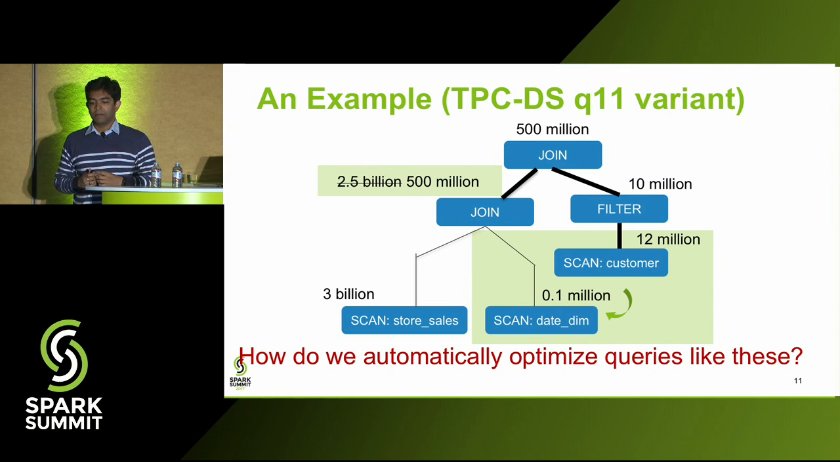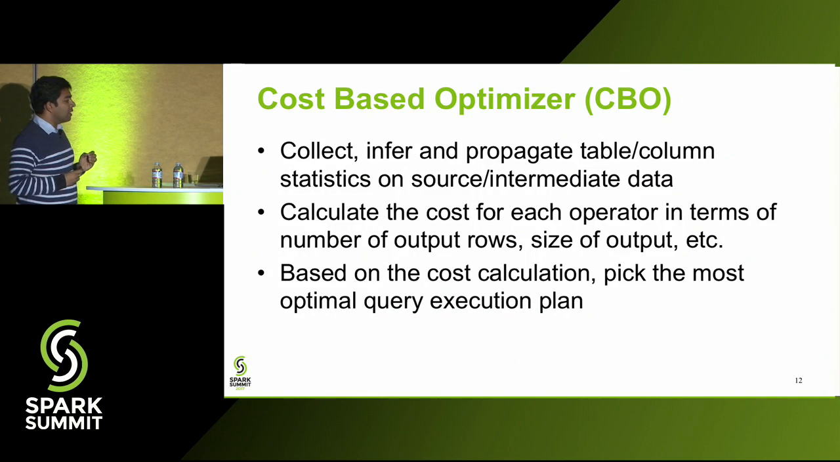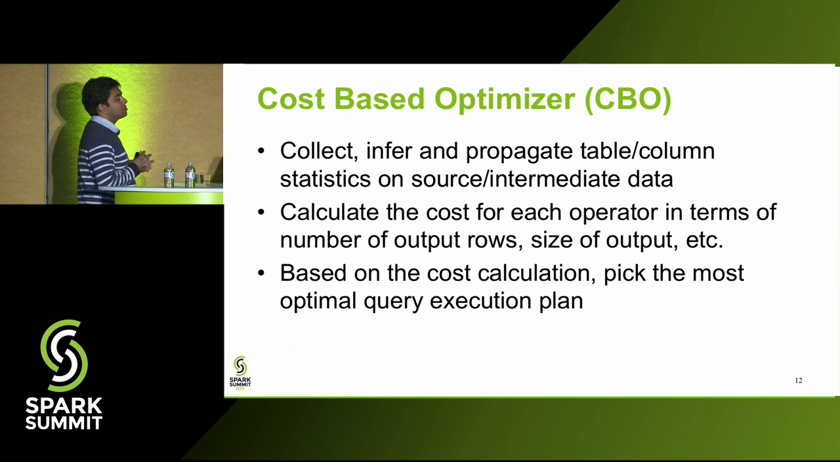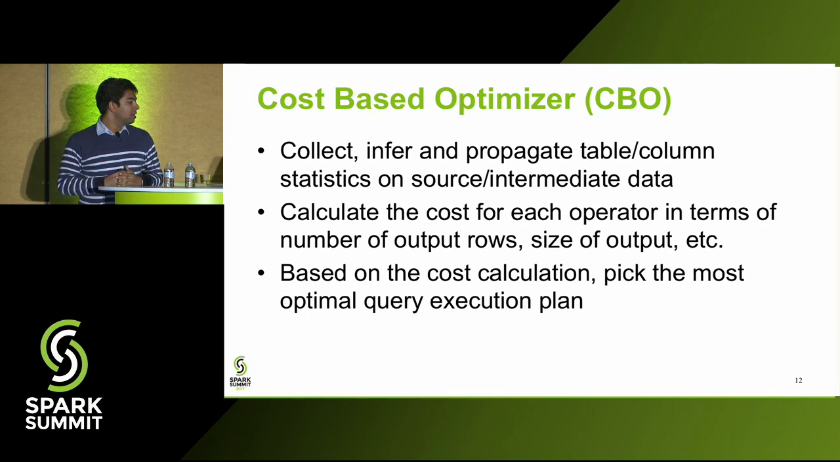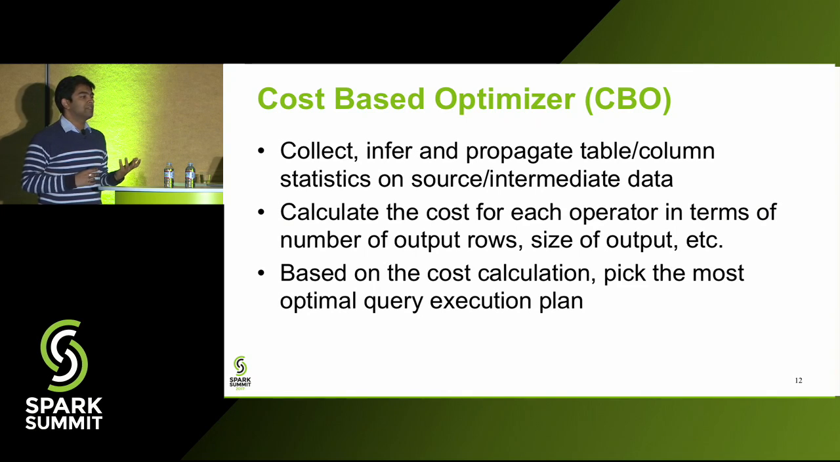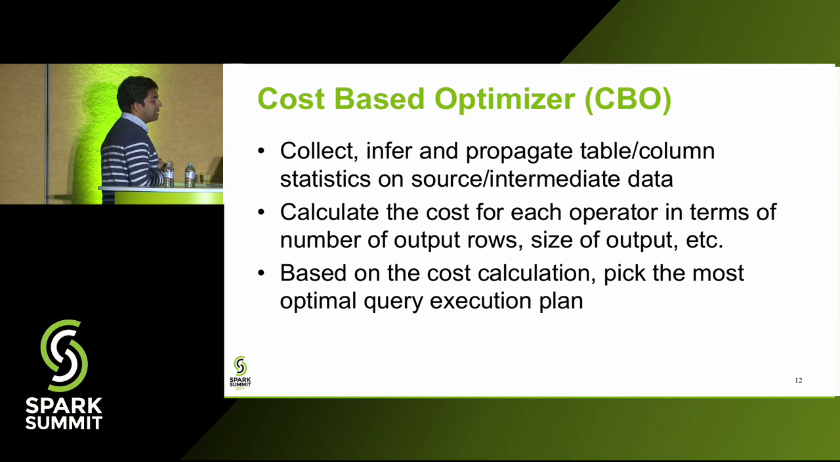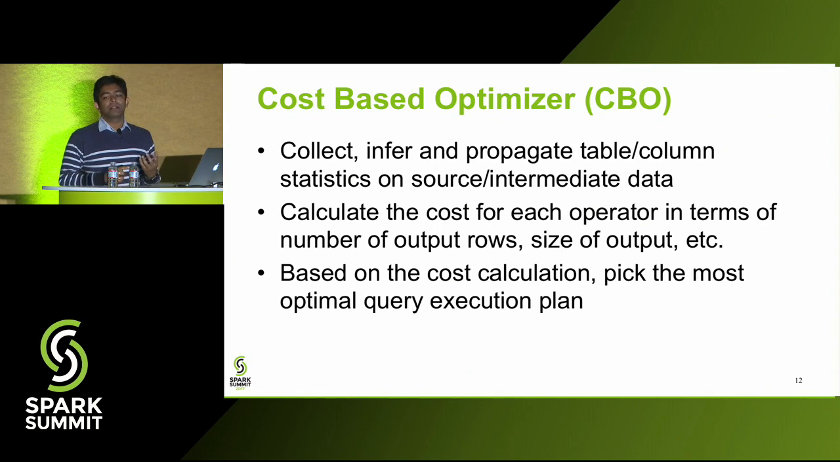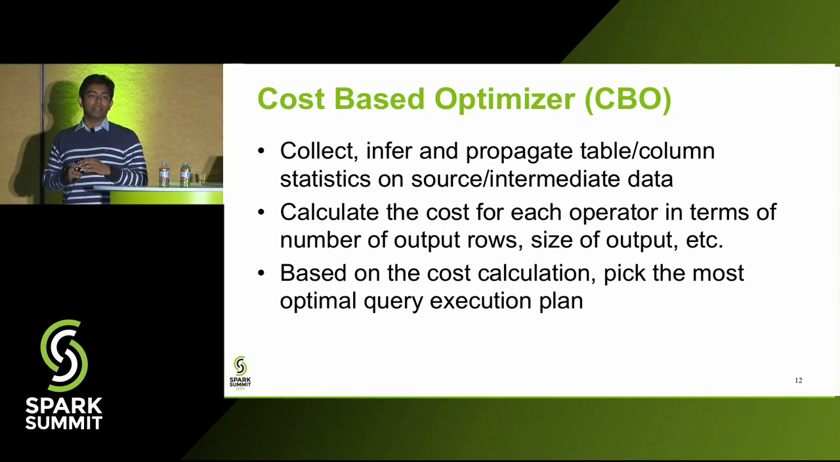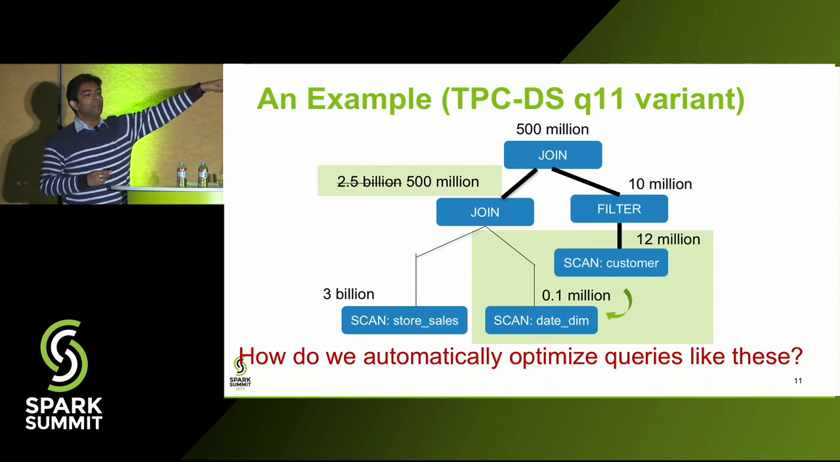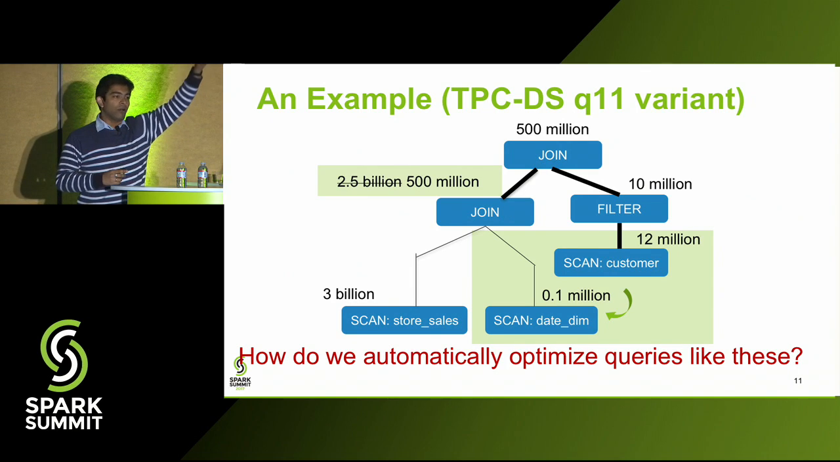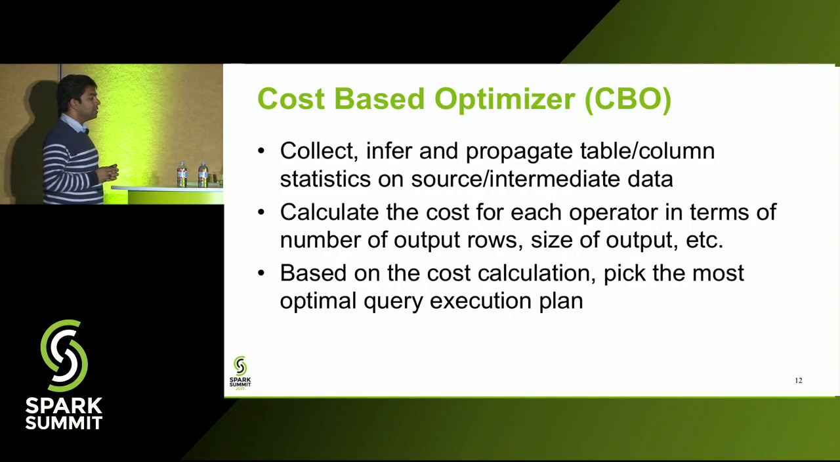So in order to achieve this, we added a cost-based optimizer in Apache Spark 2.2, and this is what this whole talk will be about. We do 3 things here. First of all, we collect, infer, and propagate table and column level statistics on source and intermediate data. To put it more clearly, we try to annotate the query tree with these statistics all over the place, if possible.